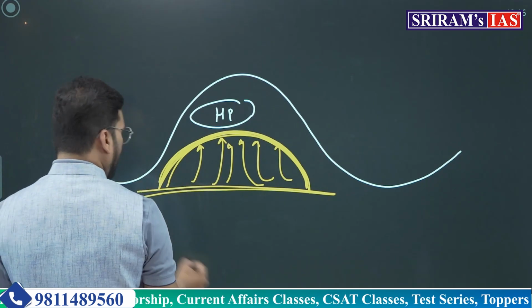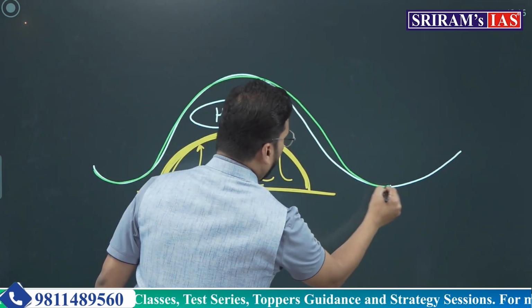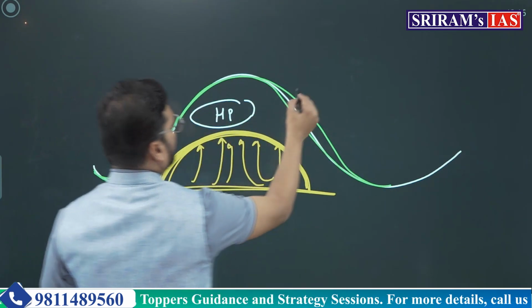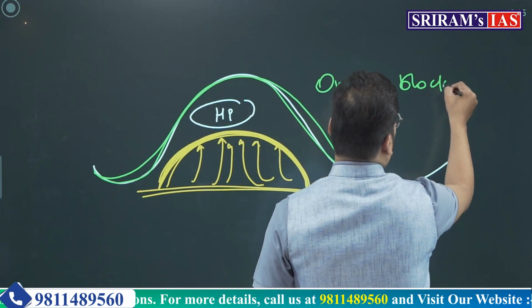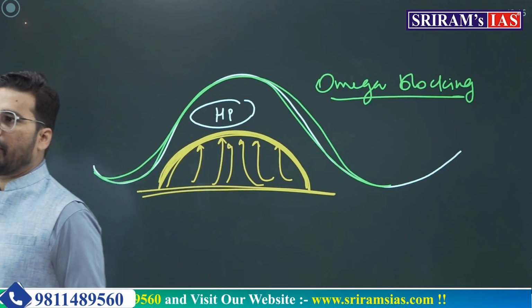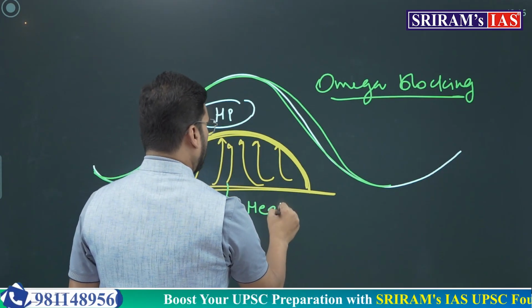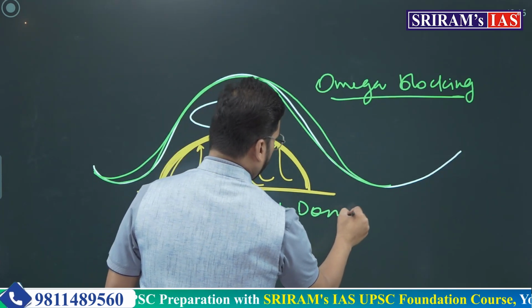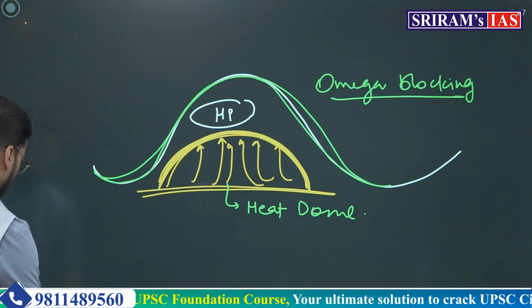And this whole phenomenon, because it looks like an omega, you see here, this looks like an omega sign, is also at times called omega blocking. You can use all these terms in your answers. So it will be like a heat dome. This is your heat dome because of omega blocking. Now I hope you understood this.